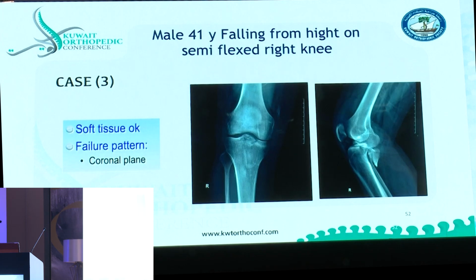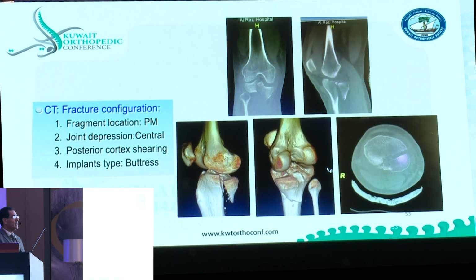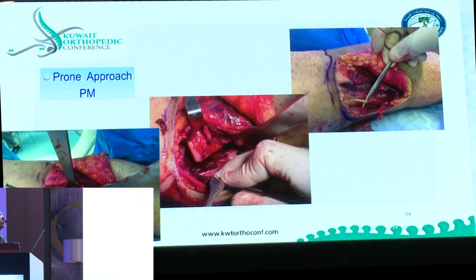The third case, male patient, 41 years old, falling from height on the semi-flexed right knee, presented with fracture dislocation of the knee. The pattern of failure is mainly in the coronal plane. And this is the CT, posteromedial fragment. There is central joint depression, posterior cortex is shearing, and also we need to reduce and buttress this fragment. We do what's called the prone posteromedial approach.